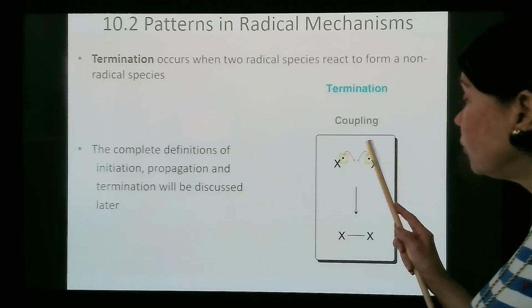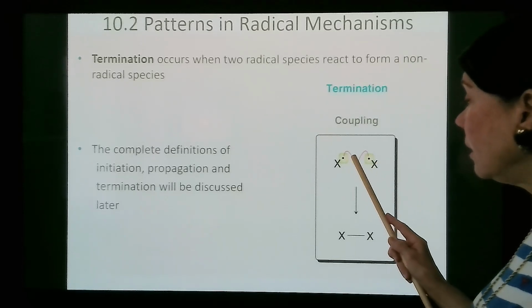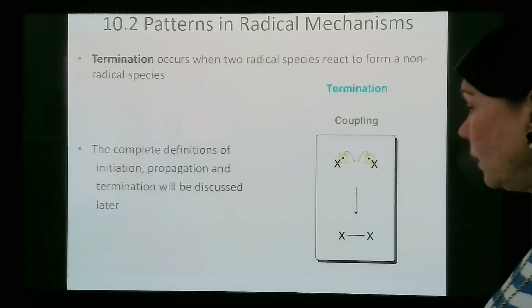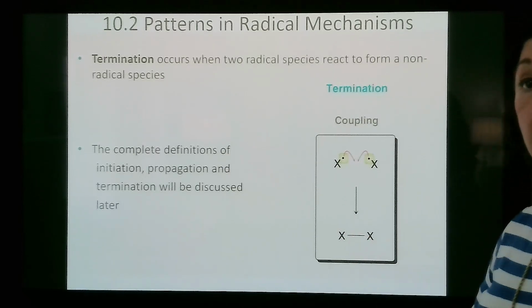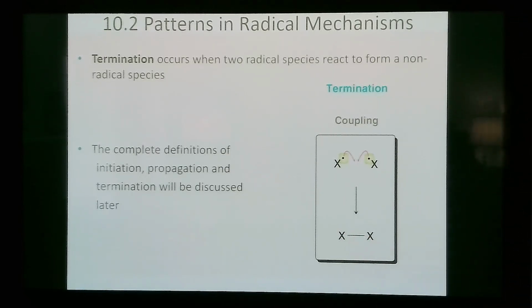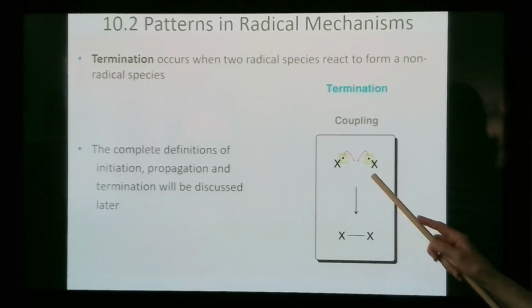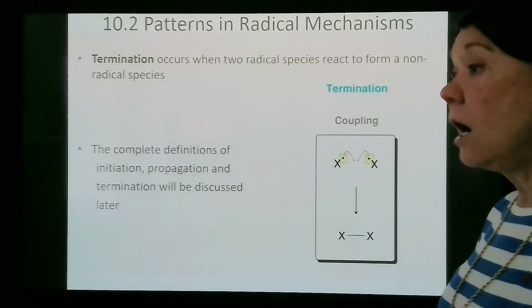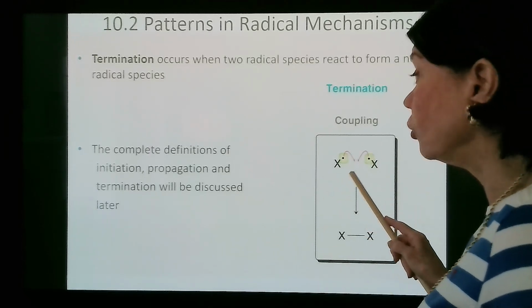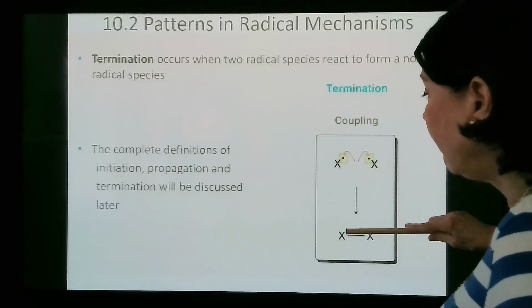Because once your radicals come together, once they bump into each other and a bond is formed here, the chain reaction is going to end because you won't have any more radicals to react, because they'll be consumed by this sort of a reaction.